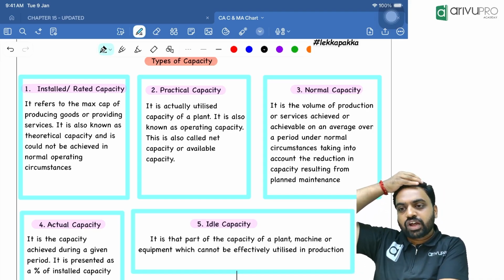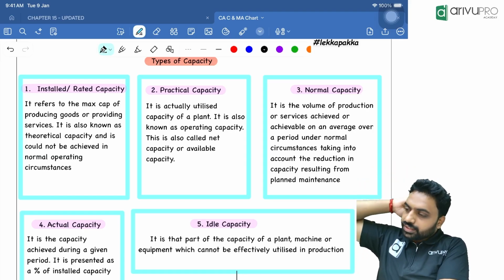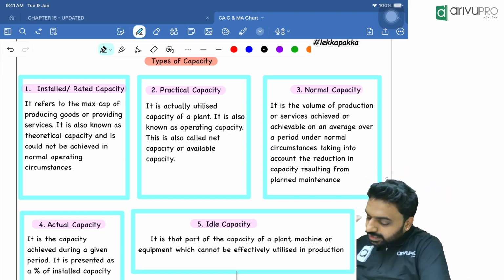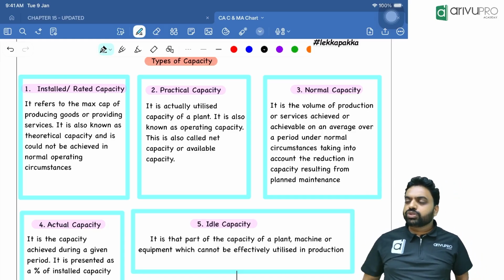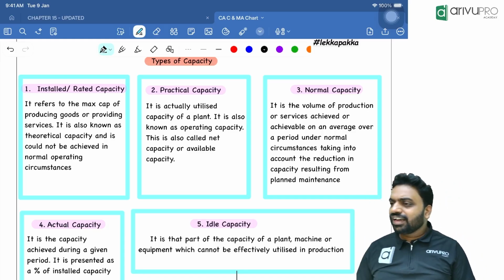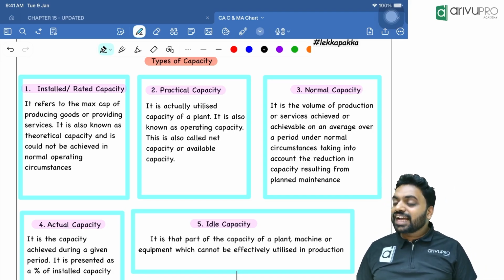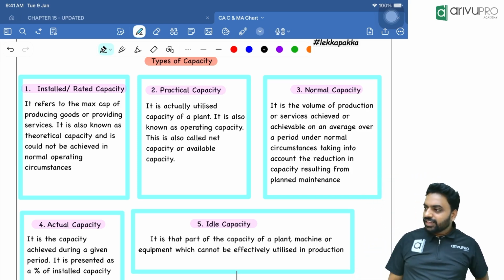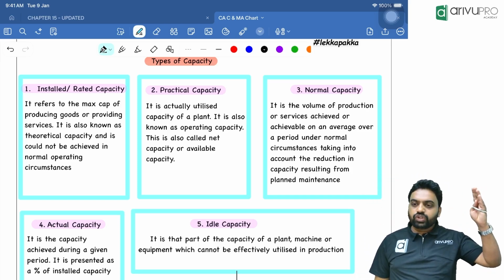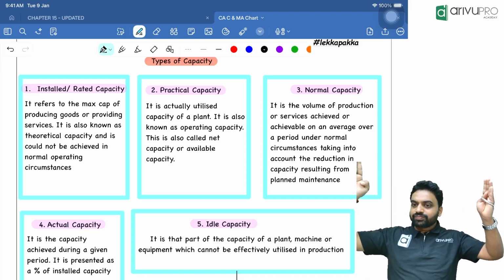Practical capacity or normal capacity, whichever it could be, depends on the question. Now, this is clear, no? Now listen. During the year, due to strike, abnormal reasons, etc., we are able to produce only 6 lakh units. Now that 6 lakh units is your actual capacity. That means, try to understand, you thought you are going to produce 10 lakh units. You actually produced 6 lakh.